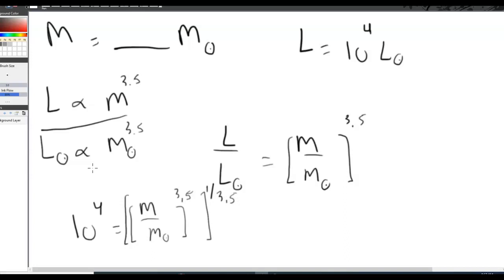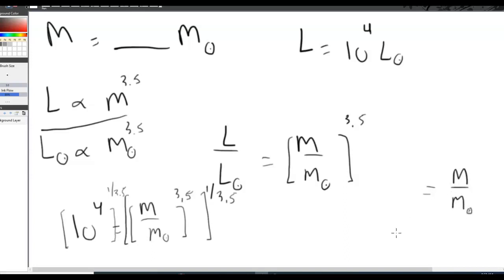When I do that, remember, an exponent raised to a power, you end up multiplying those exponents, and 3.5 times 1 over 3.5 is just going to cancel out and give me 1. Now, if I do that on the right side, I also have to do it equally on the left side. So this left side over here, I'm going to raise to the power 1 over 3.5, like so. And on the right side, when I do that operation, I just end up with m over m sun, which is what I'm solving for.